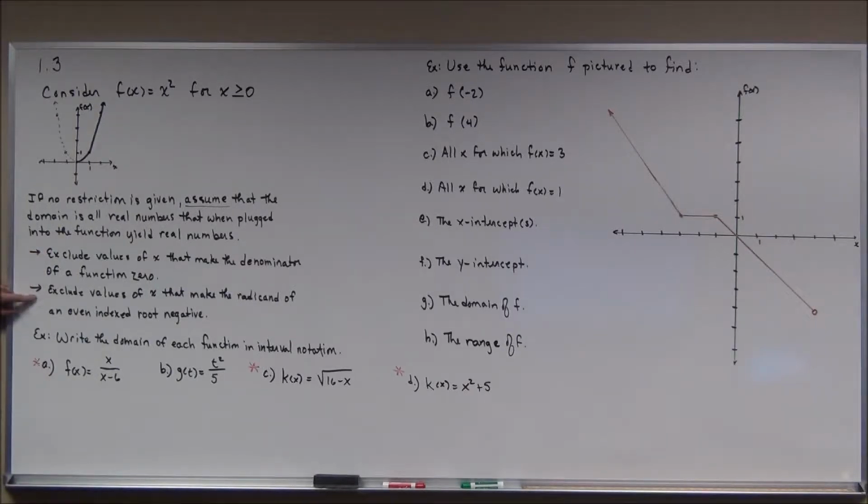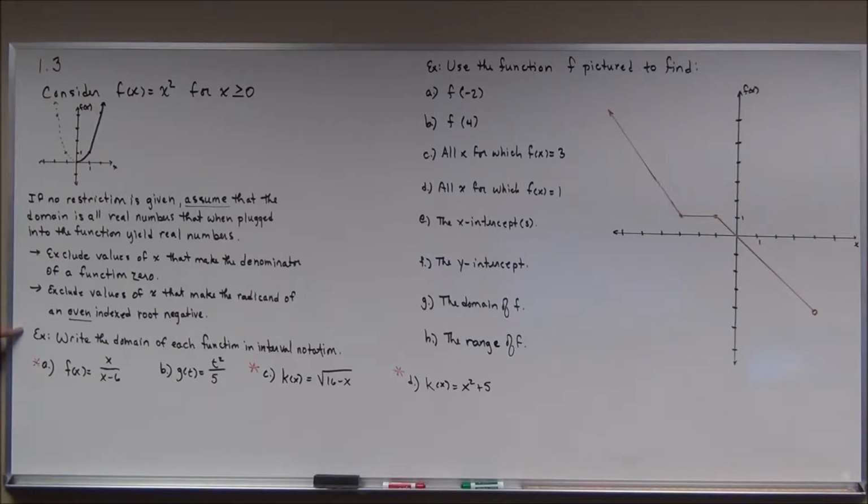And we also have to exclude any value of x that makes the radicand for an even indexed root, like a square root or a fourth root, negative, because the square root of a negative number, or the fourth root of a negative number, is not a real number. Remember, it has to yield a real number.